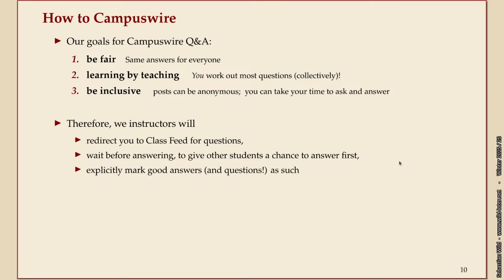So the only thing that really means is I'll redirect you to CampusWire by default. If you ask a question where I think some other student might be able to answer, I'll not answer right away and give other people a chance. And if they do answer, I'll endorse the answer or augment it if there are some parts missing. So even if it's some other student answering, you'll know whether you can rely on the answer. Any questions on this?